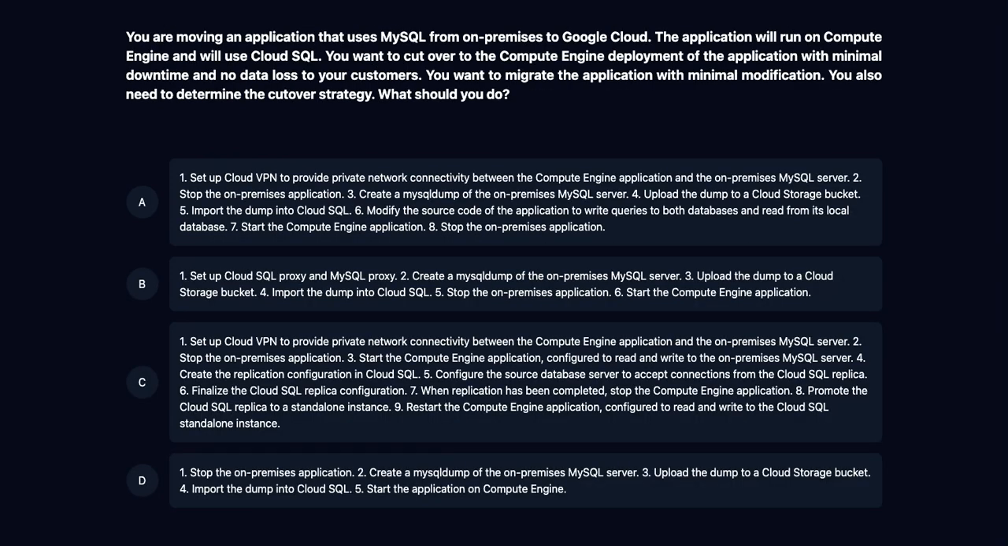You are moving an application that uses MySQL from on-premises to Google Cloud. The application will run on Compute Engine and will use Cloud SQL. You want to cut over to the Compute Engine deployment of the application with minimal downtime and no data loss to your customers. You want to migrate the application with minimal modification. You also need to determine the cutover strategy. What should you do?